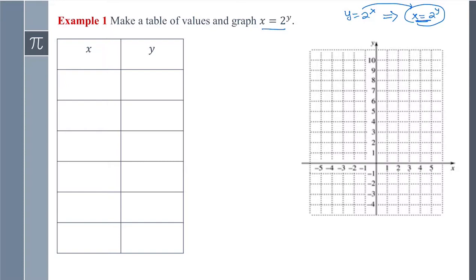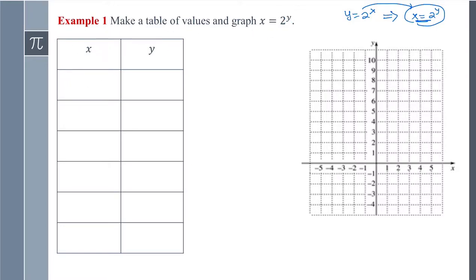So now you have to be a little bit careful here. If we pick a value for x, it might be challenging to solve for y. So what we are going to do here is the opposite. We'll pick values for y and then we'll find x. That way it's easy, okay?